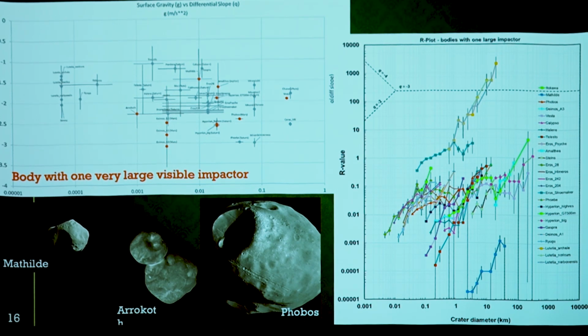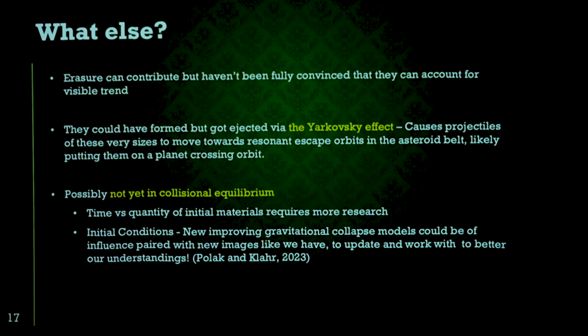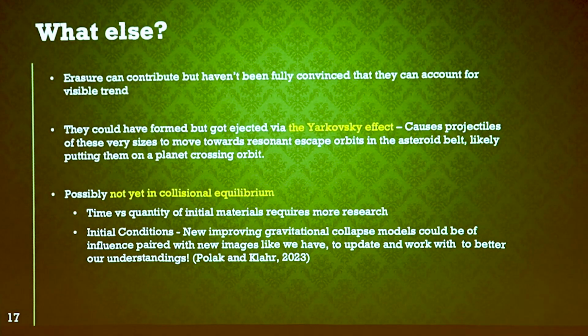What you're looking at here is the same plot as before, the surface gravity versus the differential slope, and in red are these bodies with one really large impactor, but there's also not a super obvious trend there either. And here are plots accordingly. So those were some of the erasure methods and some of the other ideas we had.